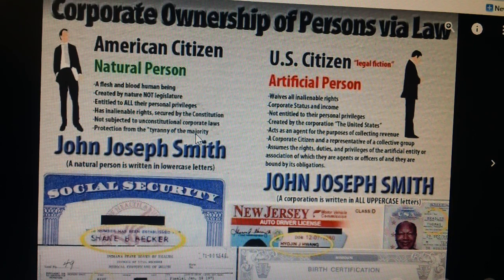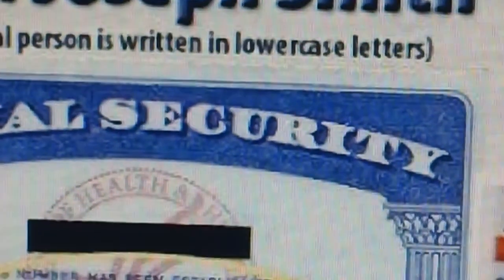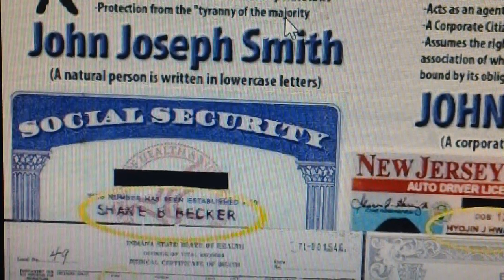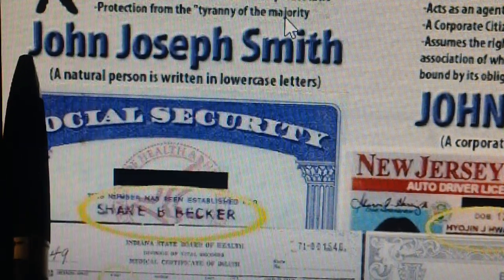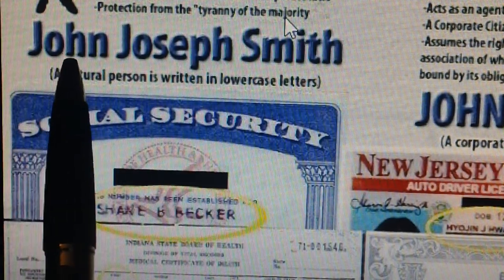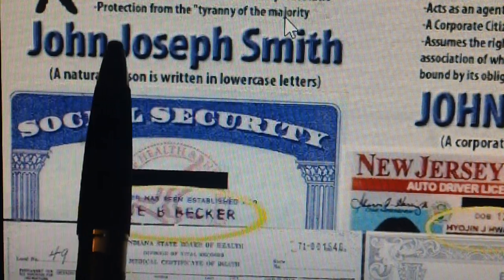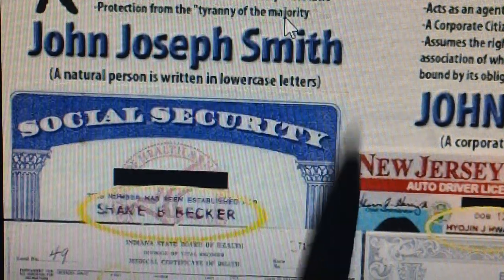And if you notice down here, I'm going to zoom this in for a second. A natural person is written in lowercase letters. Get my little ink pen here. See, you have big J, little o, small j, and then n. Then you have your bigger letter, and you have all lowercase. Big letter, lowercase.